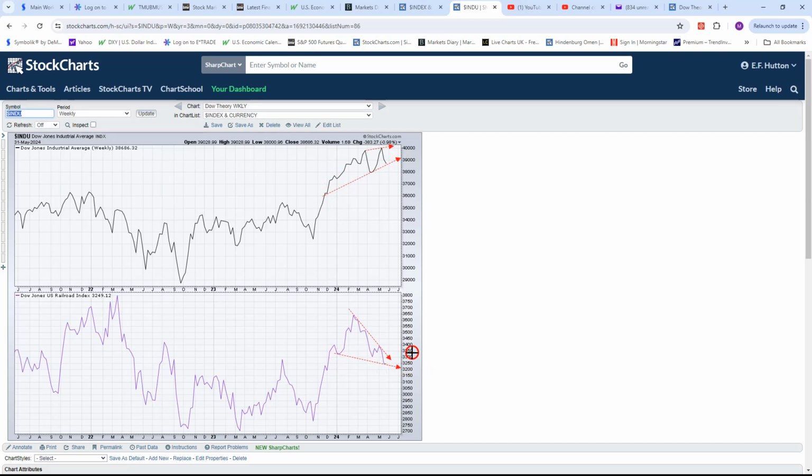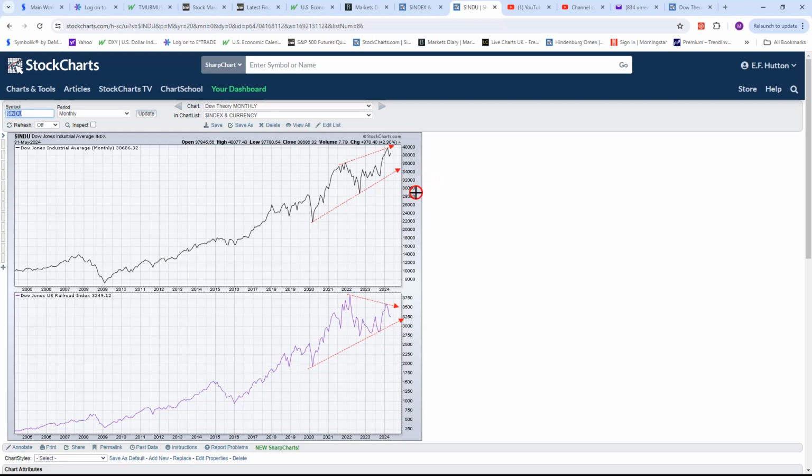And finally, the monthly chart of the comparison, Dow Jones Railroad Index on the bottom, Dow Jones Industrials on the top. It corroborates the bullish trend for the industrials by the railroad index here on the bottom, so we're in bullish mode there.